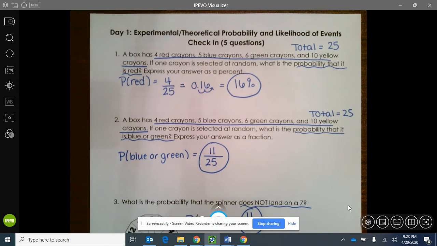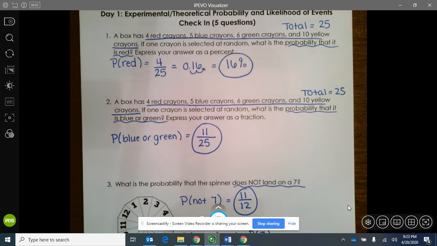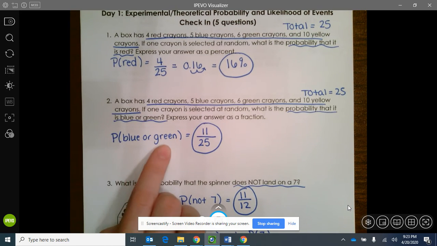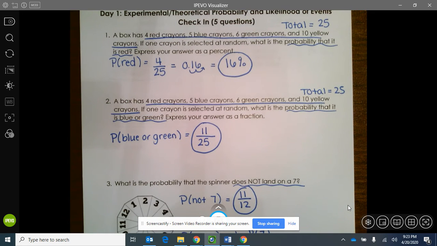For number 2, a box has 4 red crayons, 5 blue crayons, 6 green crayons, and 10 yellow crayons. So we're still working with our box of 25 crayons. What is the probability if you select one crayon that it is blue or green? Okay, now this time they want our answer as a fraction. So for blue or green, that means that my favorable outcomes, I would be okay with getting a blue crayon or a green crayon. I'm only going to pick one, but I'm okay with blue or green.